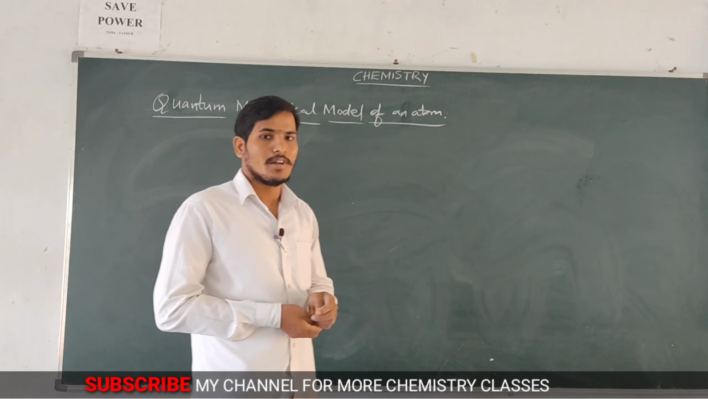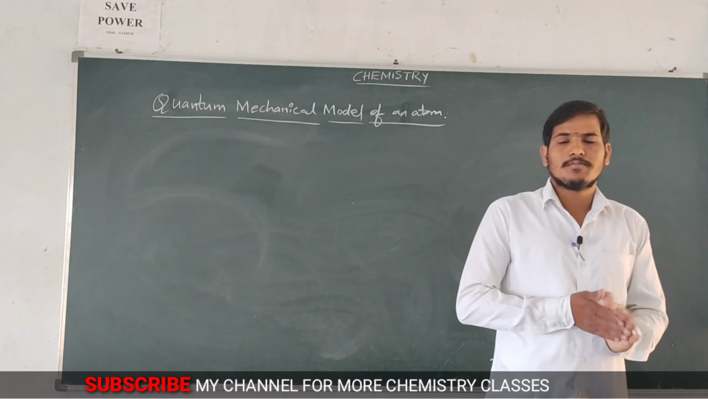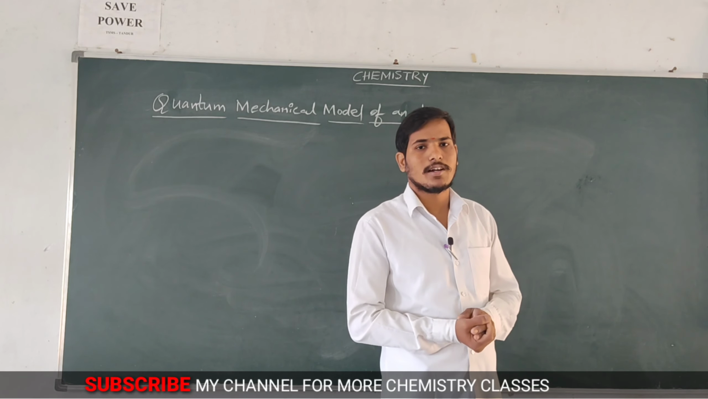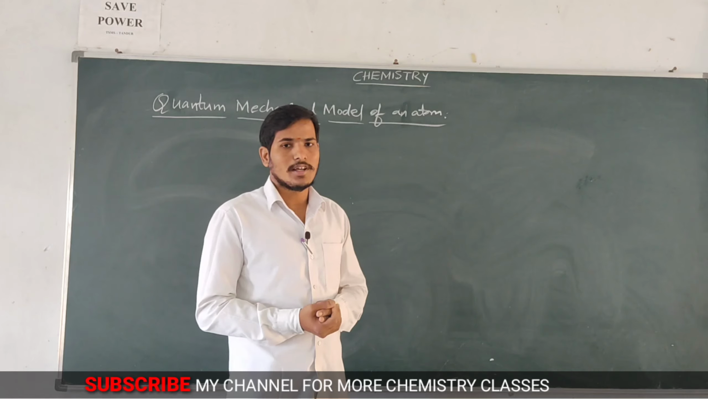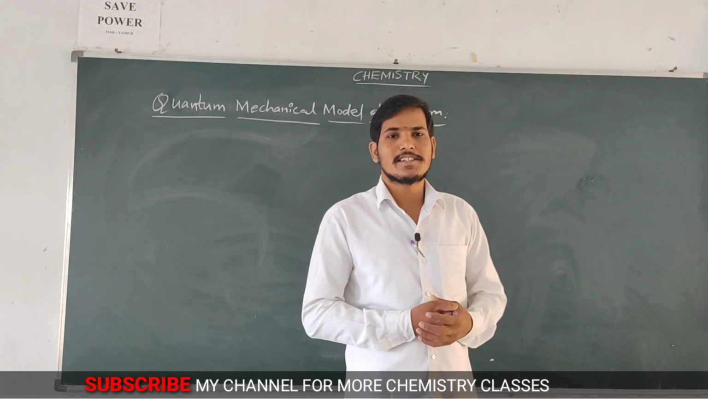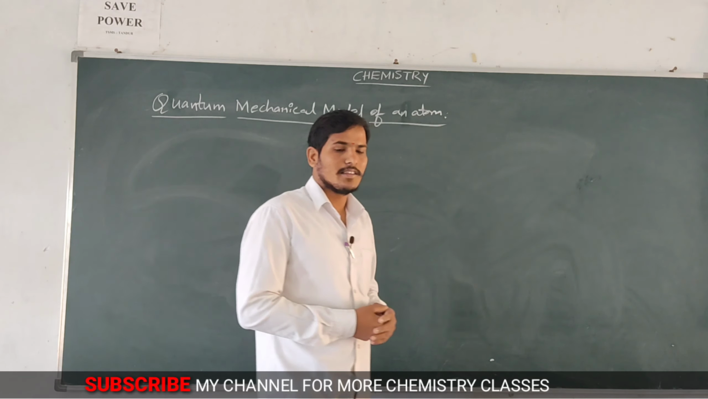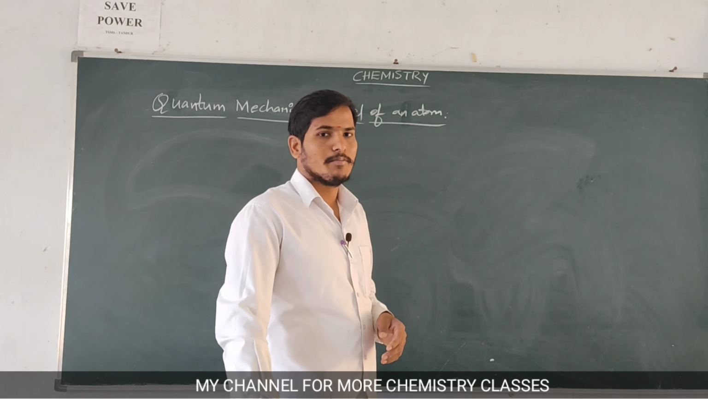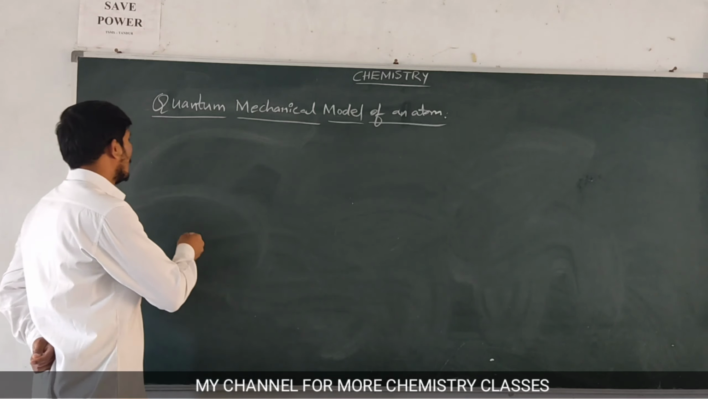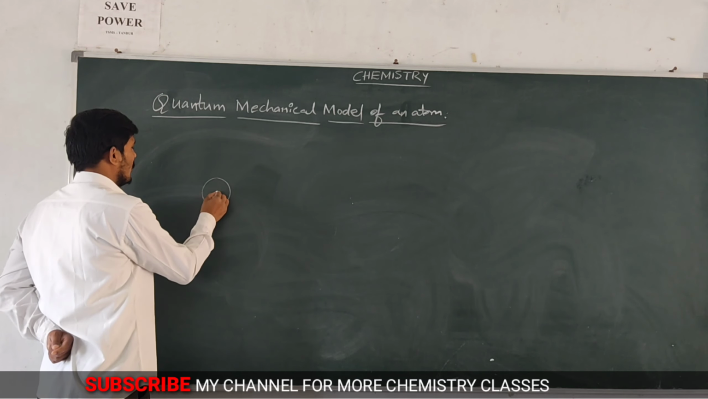Quantum mechanical model of an atom. The last atomic model was Bohr's model of hydrogen atom. In Bohr's model of hydrogen atom we learned that electrons revolve around the nucleus in circular paths which are called orbits. But later a scientist broke that tradition and said that electrons do not revolve in a circular path around the nucleus.